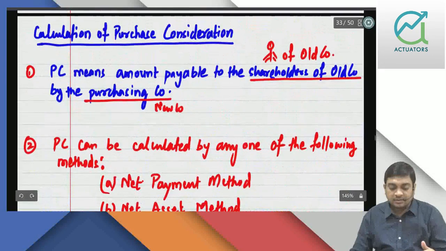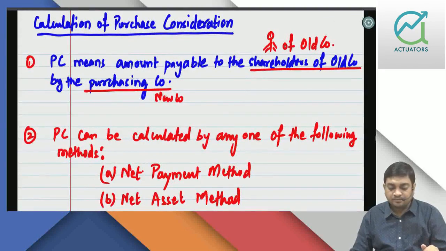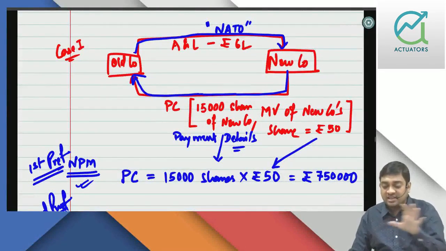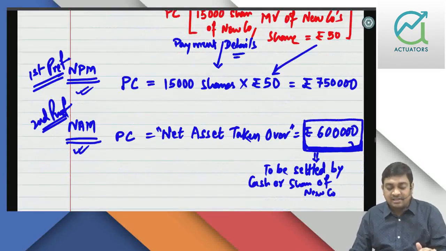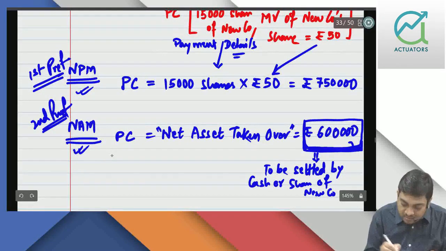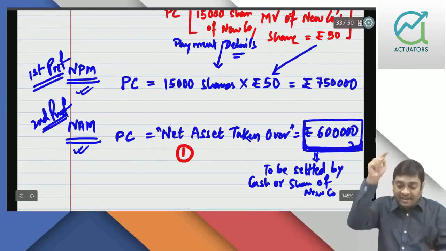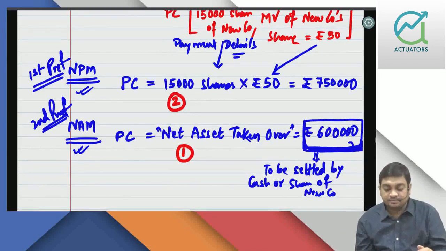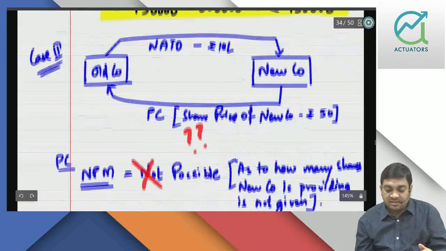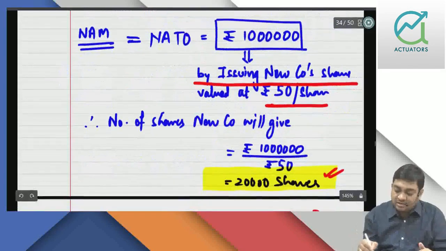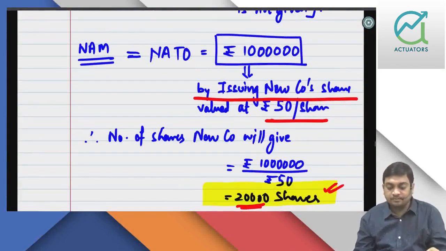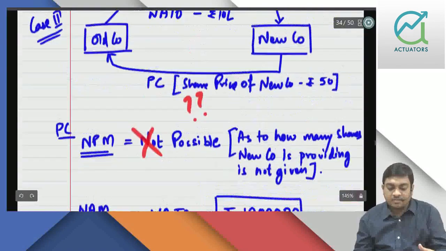Right. So net payment method means how many shares, what is the value of share, everything is given. And net asset means what I have purchased. So this is simply point number one, if you see in that diagram, and this is point number two, what I have given. In this case, first I purchased, on the basis of that I am giving you 20,000 shares. Is that fine?